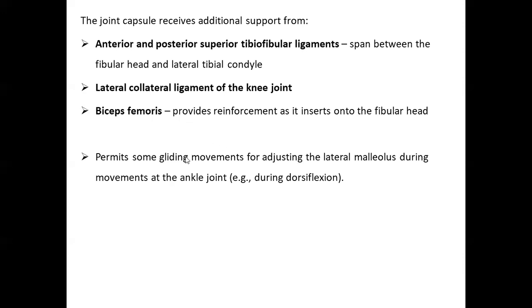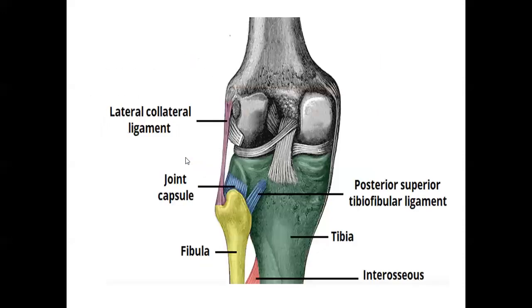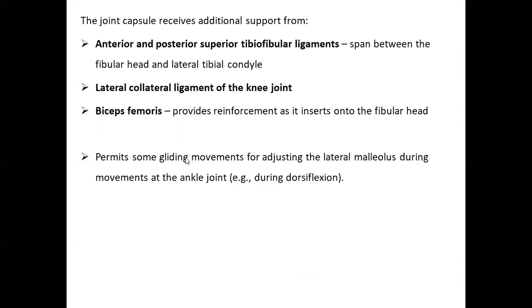When we talk about this superior tibiofibular joint, the joint capsule has additional supports which it gets from the anterior and the posterior superior tibiofibular ligaments that are present between the head of the fibula and the lateral tibial condyles. Then we have the lateral collateral ligament of the knee joint and biceps femoris muscle. ये laterally help करते हैं joint को stability provide करने के लिए.